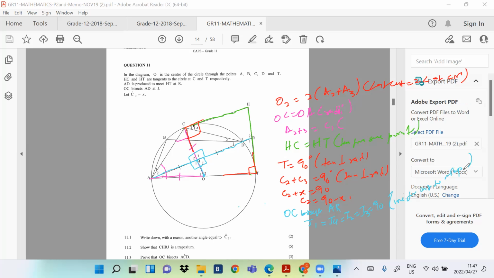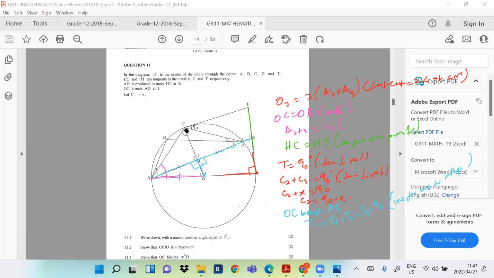Okay, so that's all the given information. Let's go to the questions. Let's just say you have put this on the side, on your scribbling paper or something, this information. You can pick it up and put it where it's necessary. Question 1: write down, with a reason, another angle which is equal to C3.